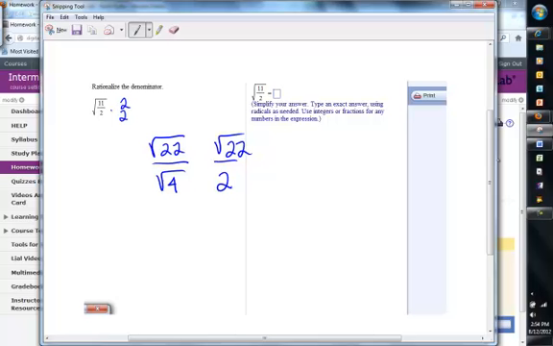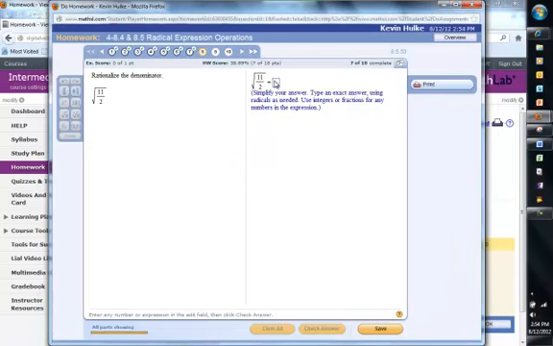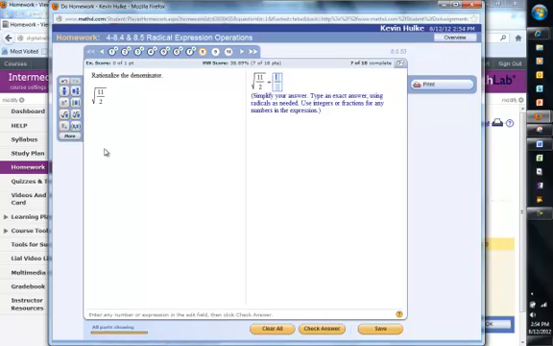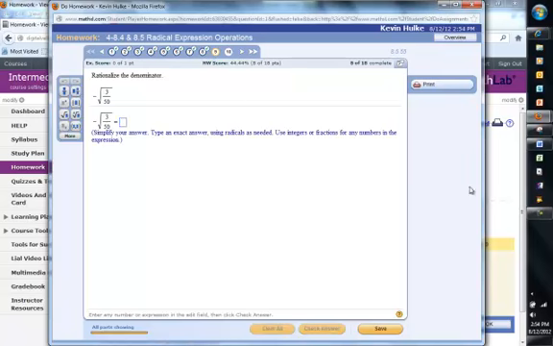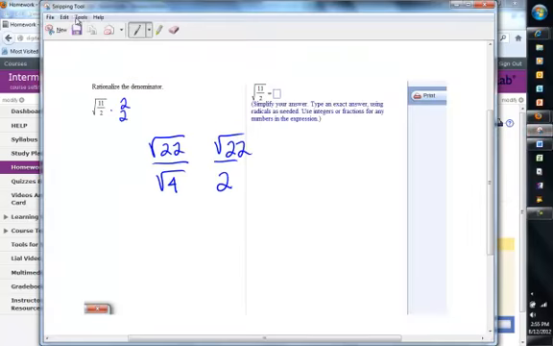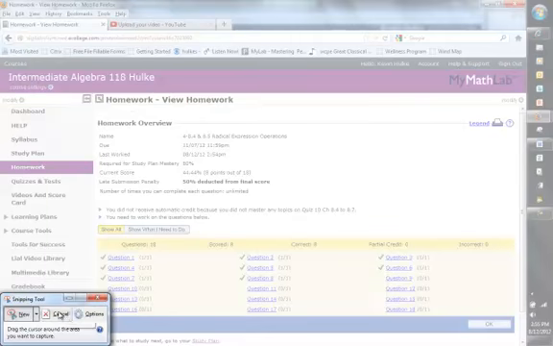Now on your calculator, if you press square root, fraction, 11 over 2, your calculator says square root of 22 over 2. So it's able to rationalize the denominator. Fraction key, square root 22 over 2. Next one. Still we're rationalizing the denominator.